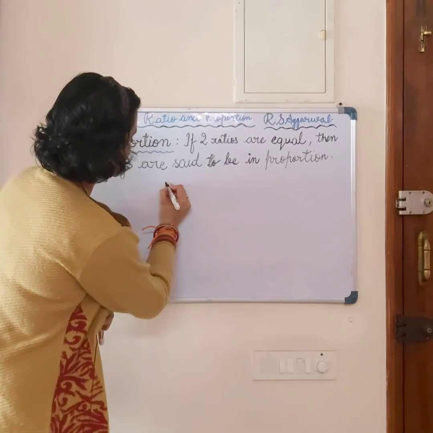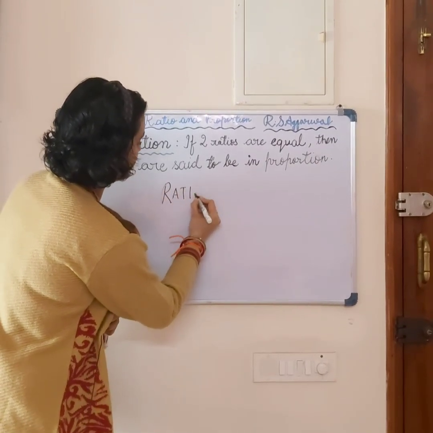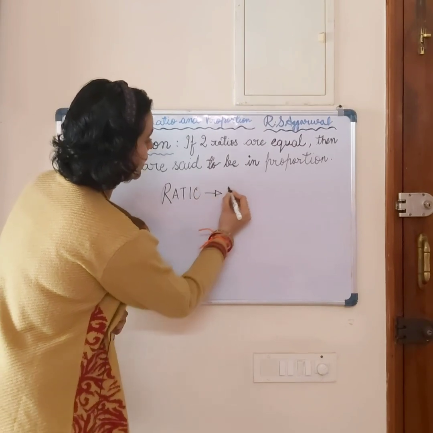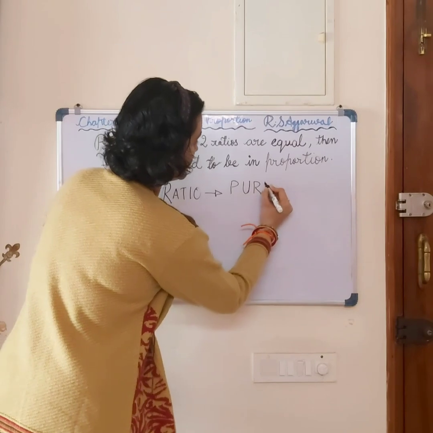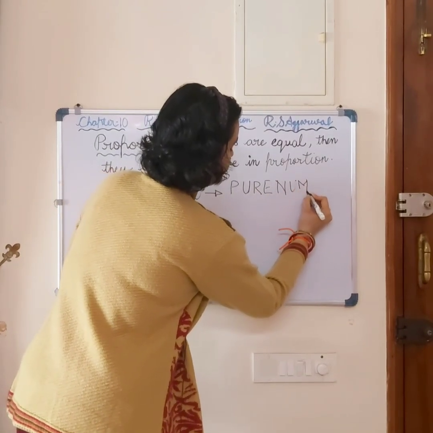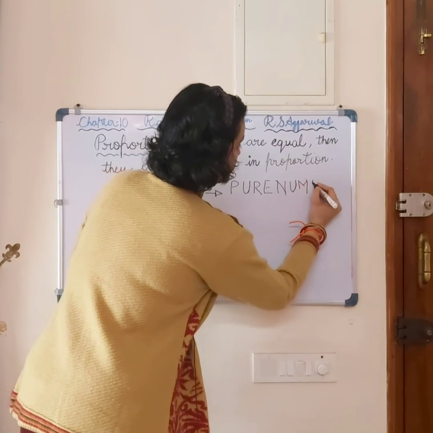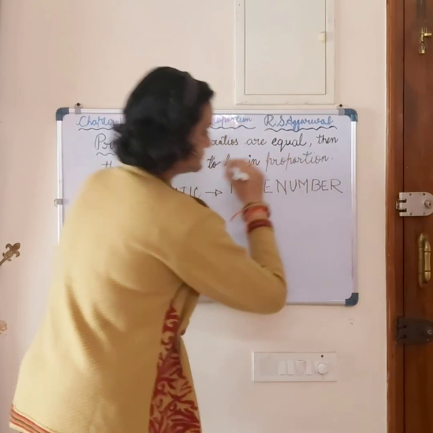So just a brief recap, ratio is a pure number. By pure number what do I mean? उसका अपना खुद का कोई यूनिट ऑफ मेजरमेंट नहीं होता.